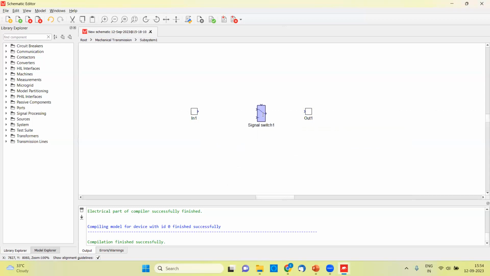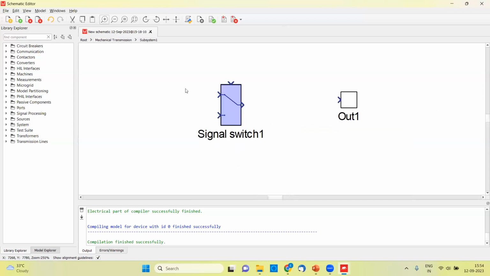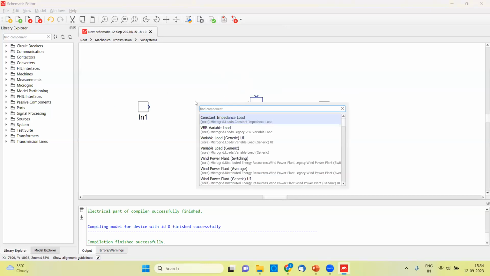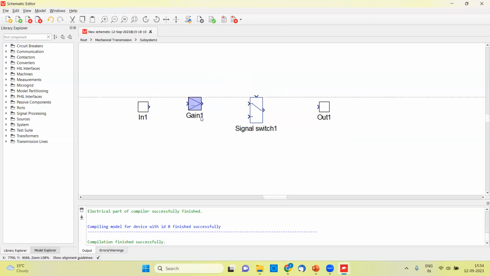Now, if I zoom into it, you can see it is having 2 points. Basically these 2 points are two conditions. Out of these, it will choose which condition is there according to the input, and this is our control command. So what kind of control is there to choose either this input or this input? This is the purpose of the signal switch. Just to make you understand why we are using it, there will be two gain blocks connected to this particular component.